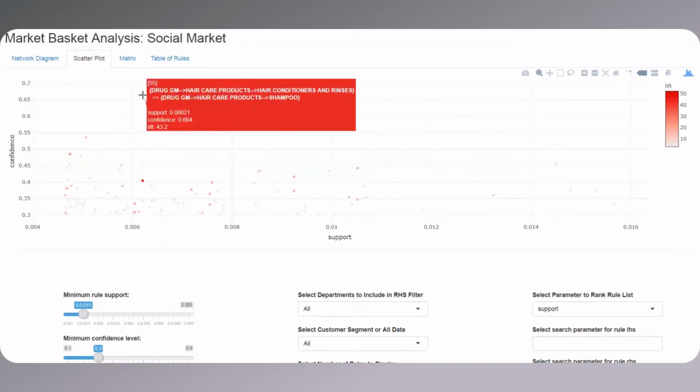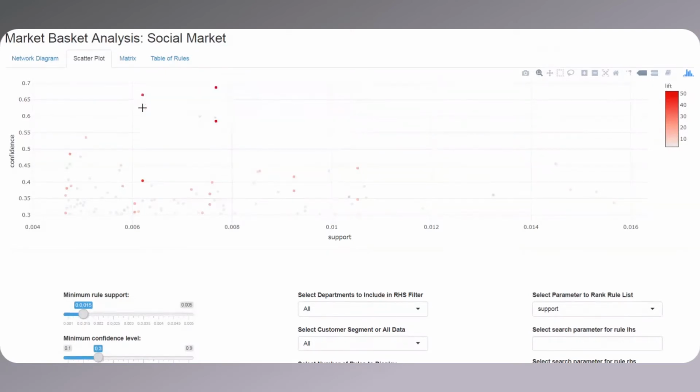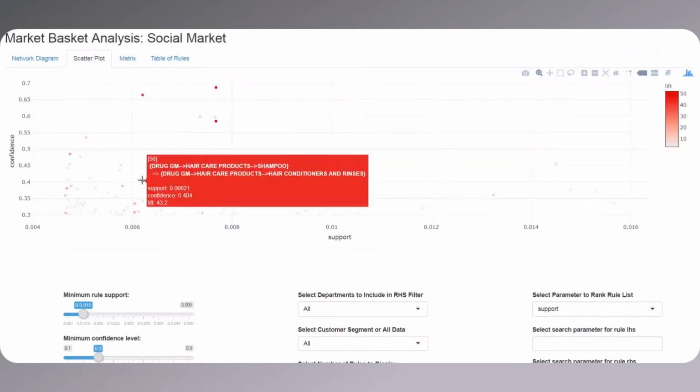We see another rule here with conditioner and shampoo. A customer purchasing conditioner is likely to also purchase shampoo. The reverse is true, but again, lower in confidence. So a customer purchasing shampoo is 40% likely to also purchase conditioner.